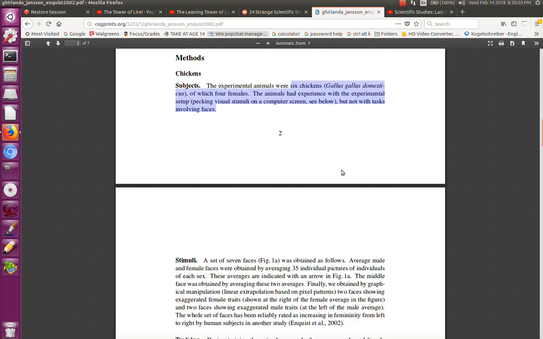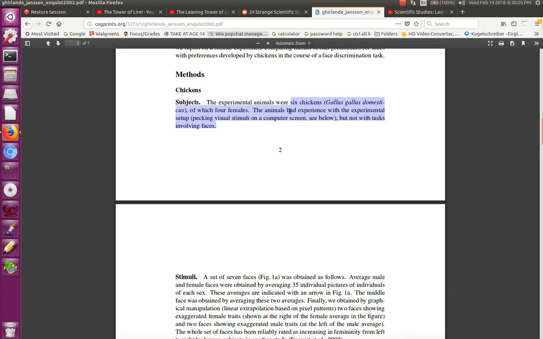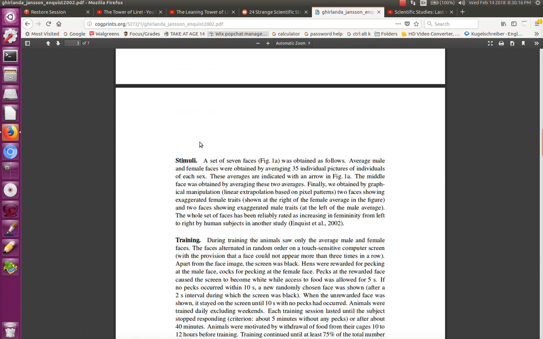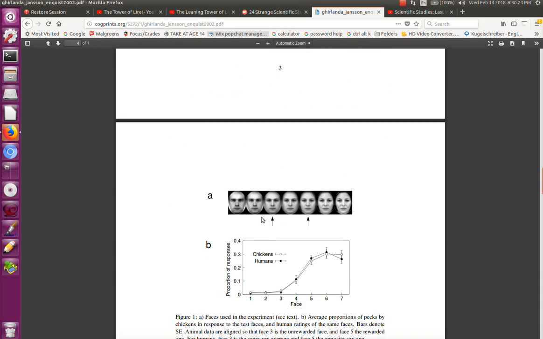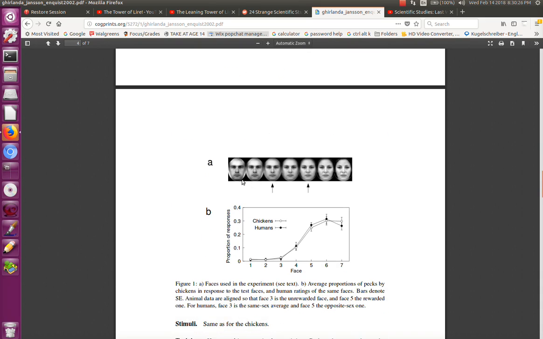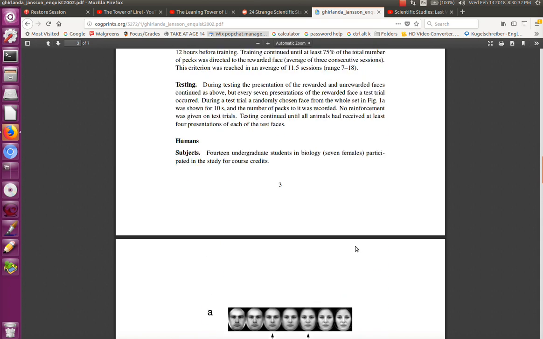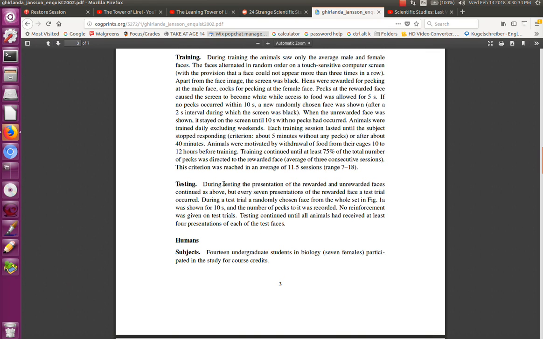Next, it says they had experience with the experimental setup, which is picking stuff on a computer screen, but not with tasks involving faces. What they did was they obtained a bunch of faces that looked like this, ranging from very manly to very womanly. And it says during testing the presentation of the rewarded and unrewarded faces continued as above.